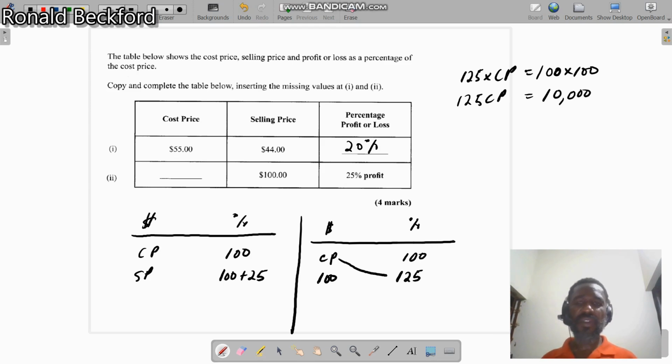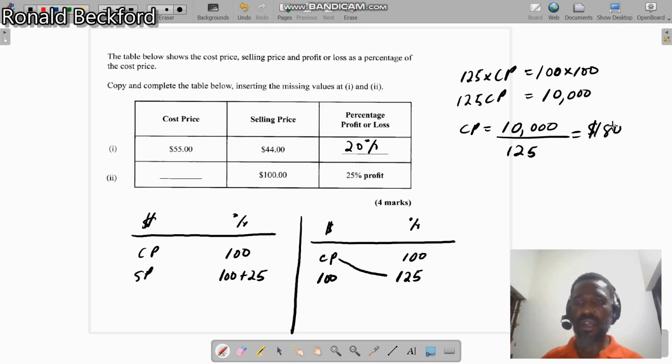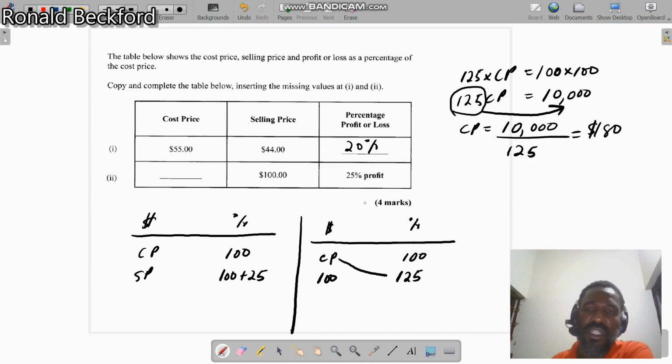So therefore, in order for us to find the cost price, we know this 125 is multiplied by the cost price. So therefore, the cost price is equal to 10,000 divided by 125. And in this case, we are going to get $80. What we need to remember is that this 125 on this side is multiplying the cost price. So when it is taken across to the other side of the equal sign, the operation will change. If it is being multiplied here, when it comes across, it will come across as divide, because we want to make the cost price the subject of the formula. And therefore, when we divide $10,000 by 125, we are going to get $80.